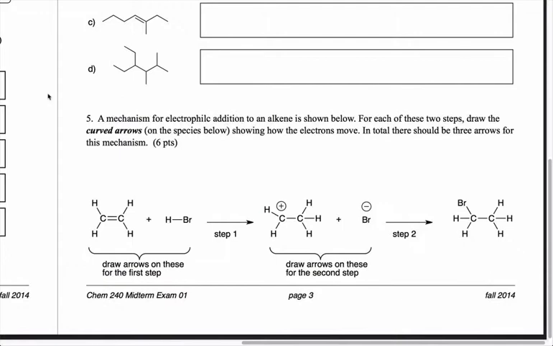So if we think about the electron flow, what's happening first is the proton is adding to the electrons of the double bond. So when we draw the electron flow, it's the electrons from the double bond going to the proton, and then as that's happening at the same time, the electrons between the H and Br are moving towards the bromine to break the HBr bond.